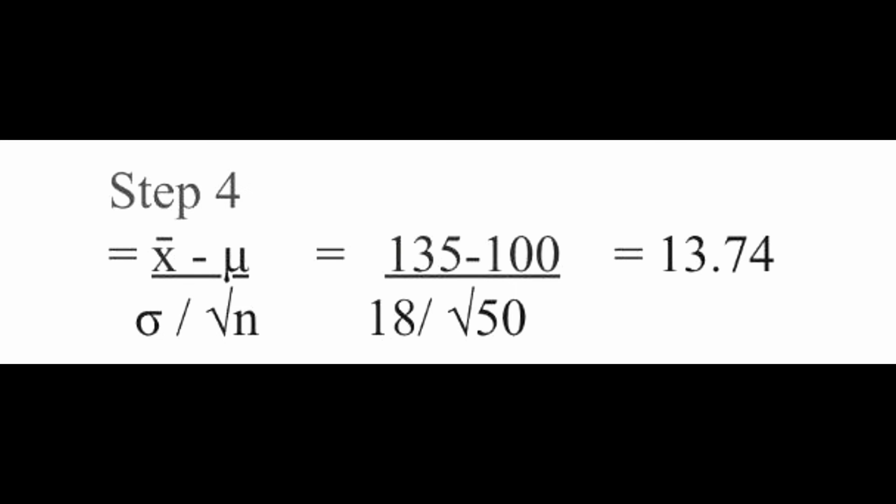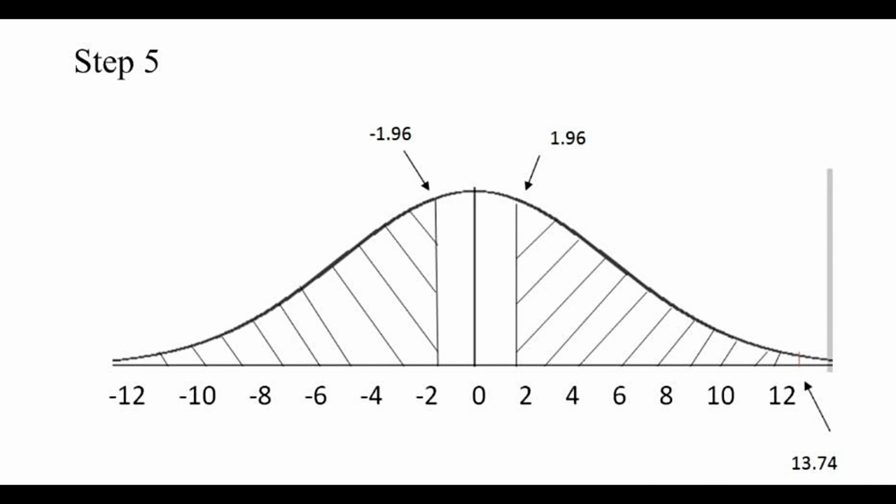Follow the formula z is equal to x bar minus mu over standard deviation divided by the square root of n. Input the given data, and there we get 13.74. Did you get the same answer? Try again.